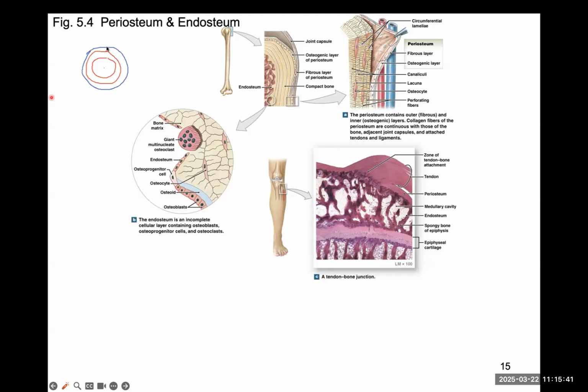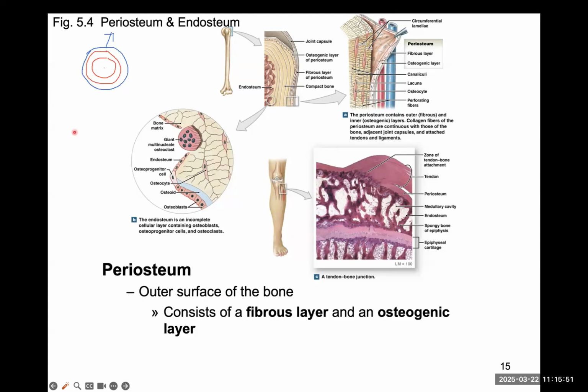So this is what's called periosteum. I just tried to make an arrow for periosteum. So that's periosteum, the outer surface of the bone. It consists of a fibrous layer and osteogenic cells, or osteogenic layer. So this is the layer where you have most of the growth going on. Osteo means bone, genic means to generate. So osteogenic cells are generating osteoblasts here.